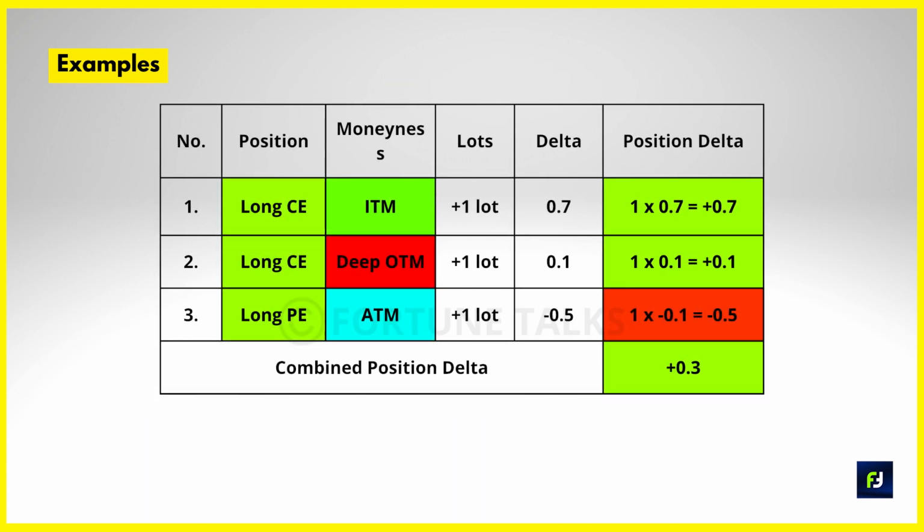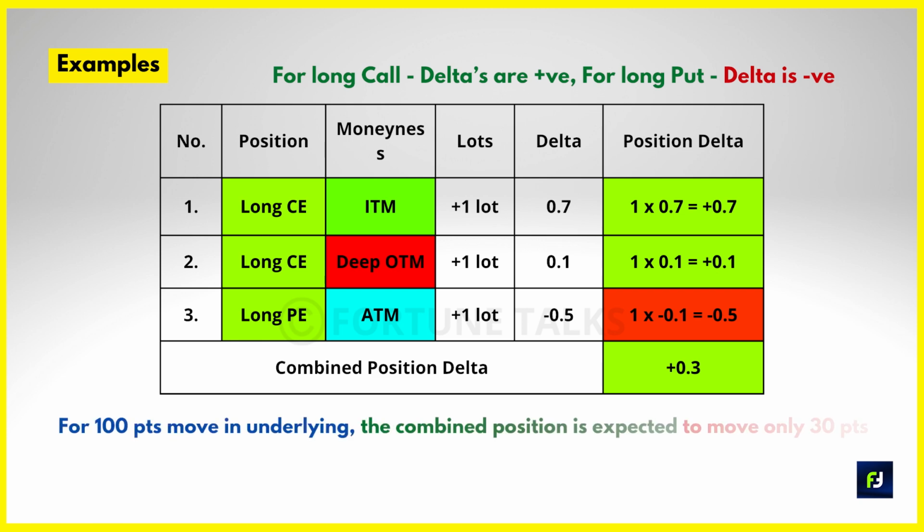Consider another case where you are long on a combination of call and put strikes. Adding all the deltas following the guidelines, the combined position has a positive delta of 0.3. So if the underlying moves by 100 points, the combined position is expected to move only by 30 points. Yet another case is when you are both long and short on either call or put options or both. Just follow the guidelines and take the sum.